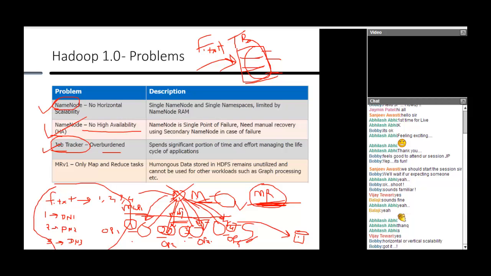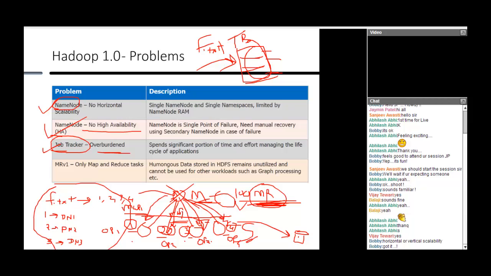So it was overburdened. Even if I have 100 MapReduce programs which are running on the Hadoop cluster, all these 100 MapReduce programs will be managed by the single job tracker available. Right? So that is the reason why we say that it is overburdened.